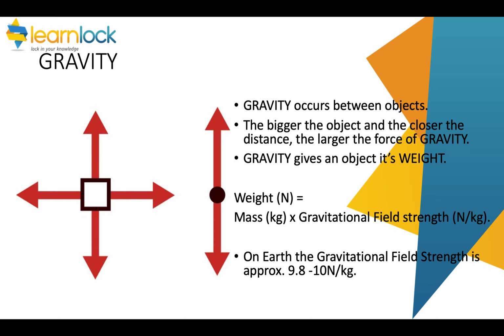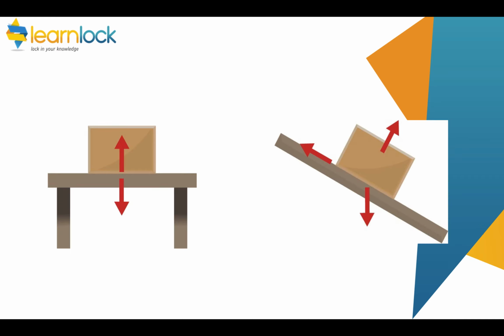Now this gravitational field strength changes depending on where someone is in terms of Earth or in space or on a different planet. On Earth, the gravitational field strength is 9.8 newtons per kilogram or sometimes 10 newtons per kilogram. But in the exam, they will give you the gravitational field strength. So just use whatever they give you. But it's normally between those values. As you can see from these diagrams, gravity is always a force that acts downwards.